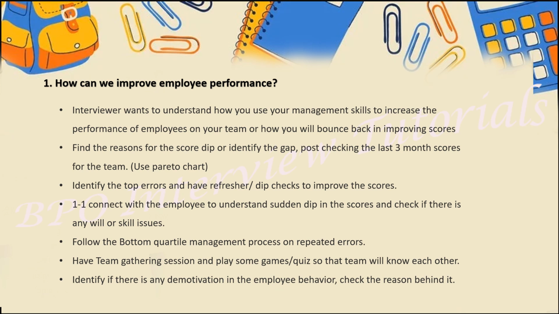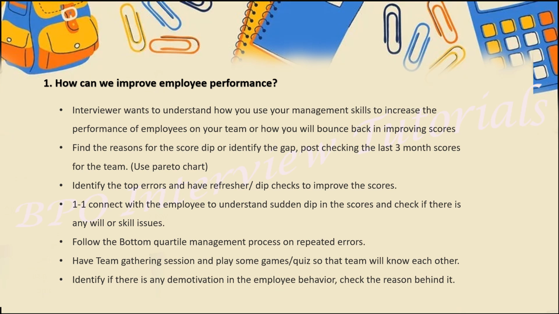If it is a skill issue, definitely you will go with refreshers, dip checks, and other activities to improve the scores. And you will also do a one-on-one connect with the employee to understand the reason for the sudden dip in the scores, and you will also identify whether there is a skill or a will issue here. Now if you also identified the person is a repeated defaulter, I would suggest you should also follow the bottom quartile management. If you do this, definitely the person will try to improve the scores.